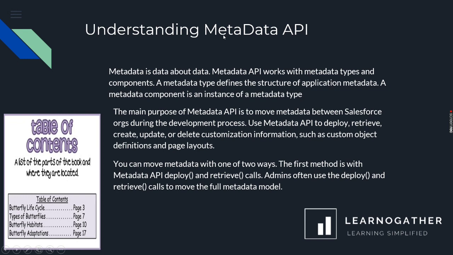Before understanding what a metadata API is, let us understand what metadata is. Metadata is data about the data. Now, what is data about the data? In layman language, we have an index or table of contents in every book we read. This table of contents is the metadata about the data which is stored in the later pages of the book. Now here, for example, we have the butterfly life cycle.